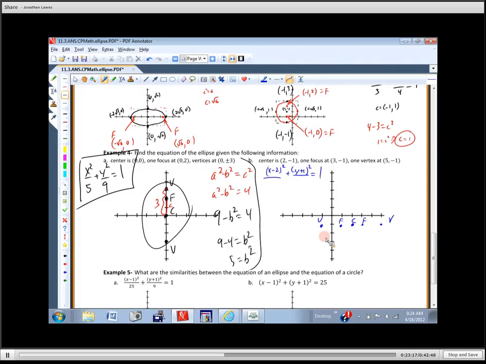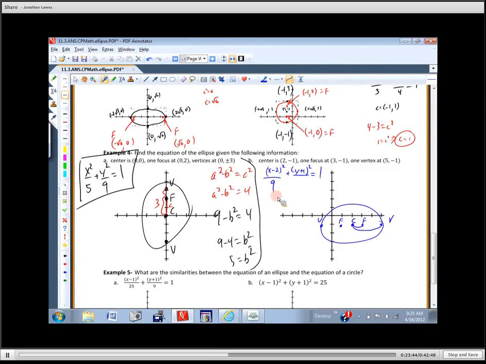So, how far is it from here to here, and how far is it from here to here? How far is it from the center over to the vertex? 3. So we'd square that. That's 9. What does that go underneath? It goes underneath the X because we went in the X direction. So that's going to be a 9.